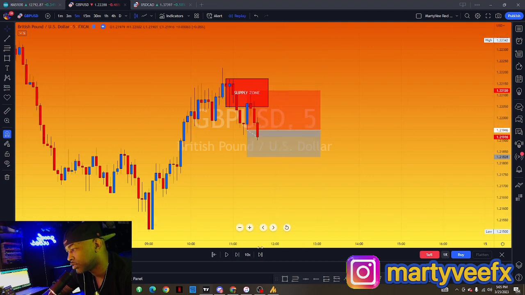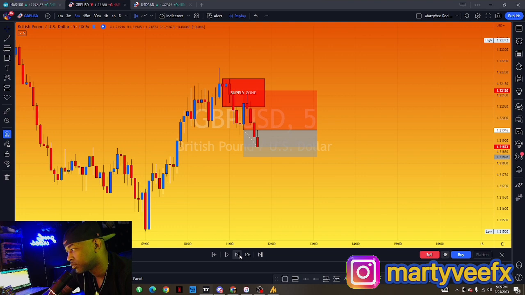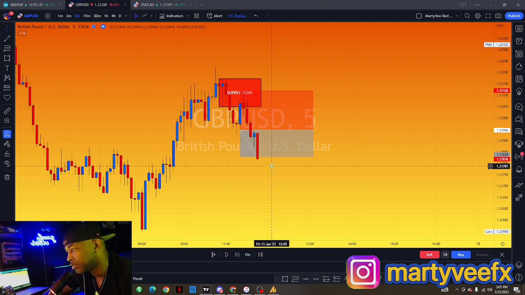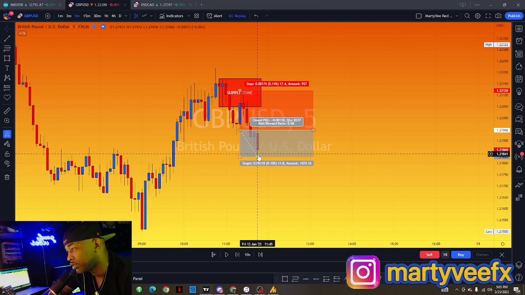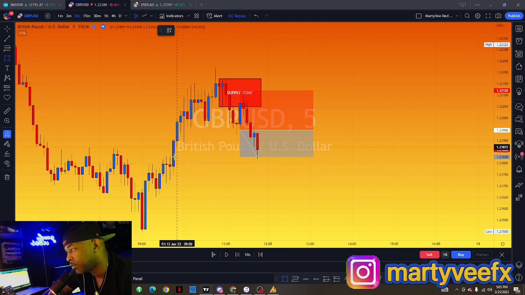Price pushes down. All right, it tapped, but now you're getting a strong rejection right here. You see a rejection wick. So all right, let's draw the demand.